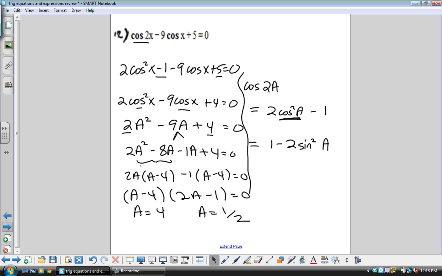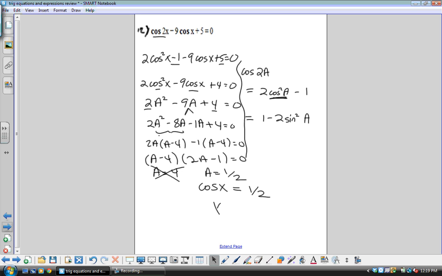Now, since 4 doesn't fall in between negative 1 and 1 here, it's not going to lead me to any solutions. Now, a half does, though. So recall cosine is equivalent to a. Cosine x is the same thing as a. Cosine is a half, and cosine would be a half at pi over 3 and 5 pi over 3.